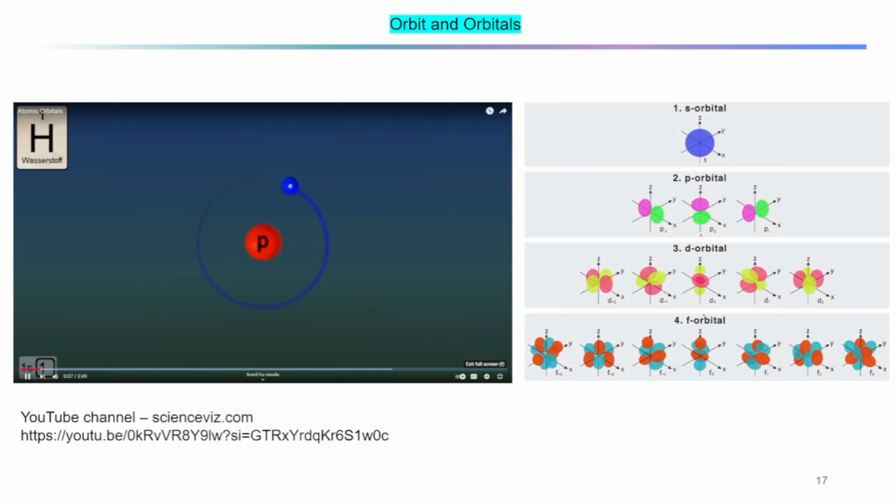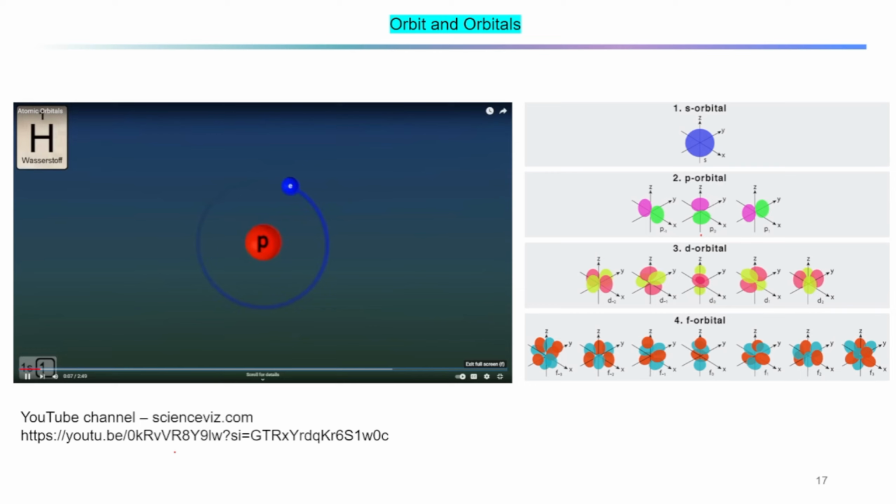But for the time being, we will see this video which I have taken from the channel scienceviz.com. I will put this link in the comment or description. If you want, you can go and check this video. It's a very nice video. From this, you can conceptualize how these electrons are revolving.